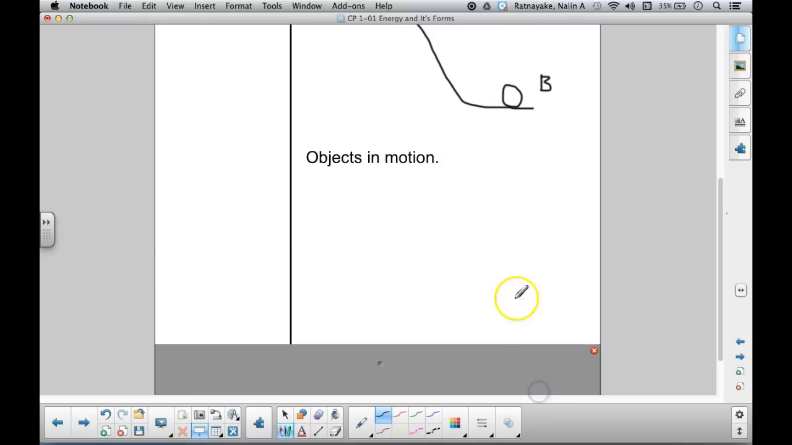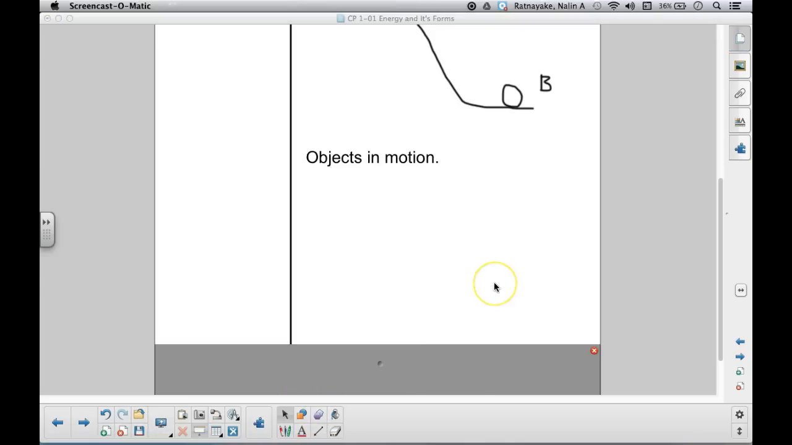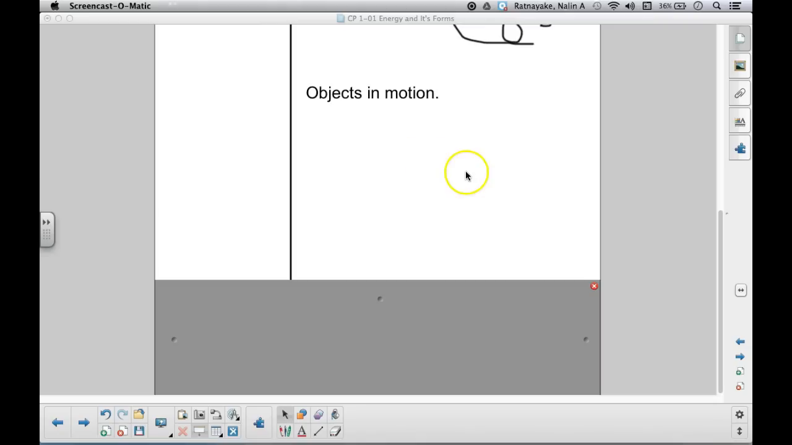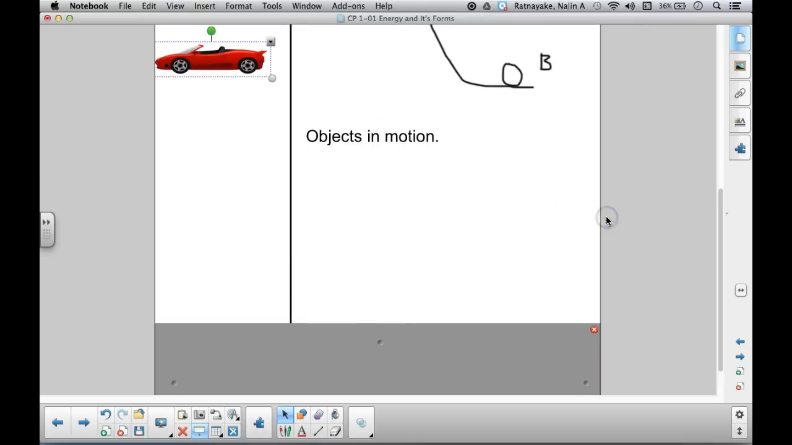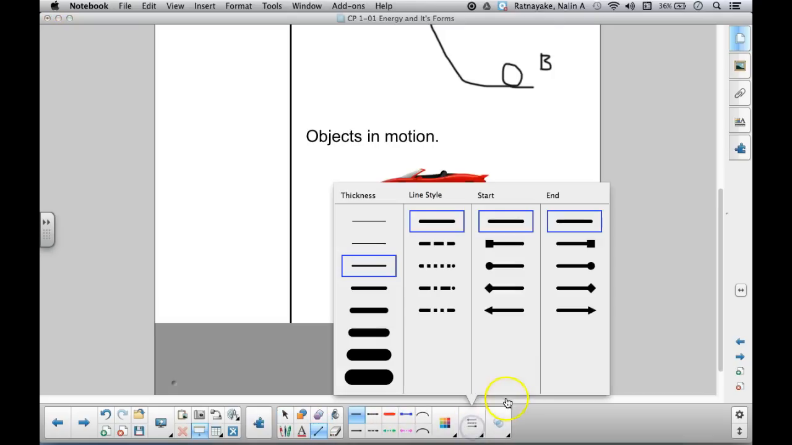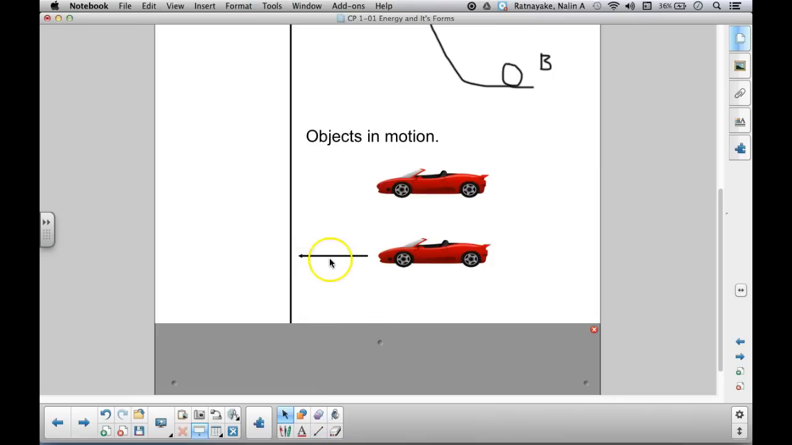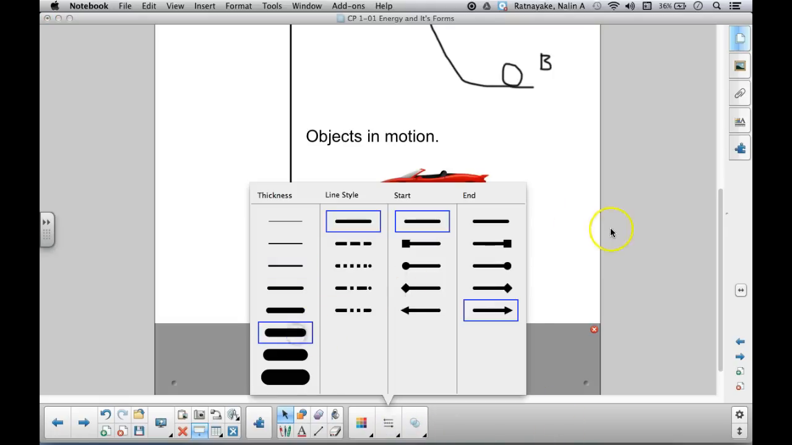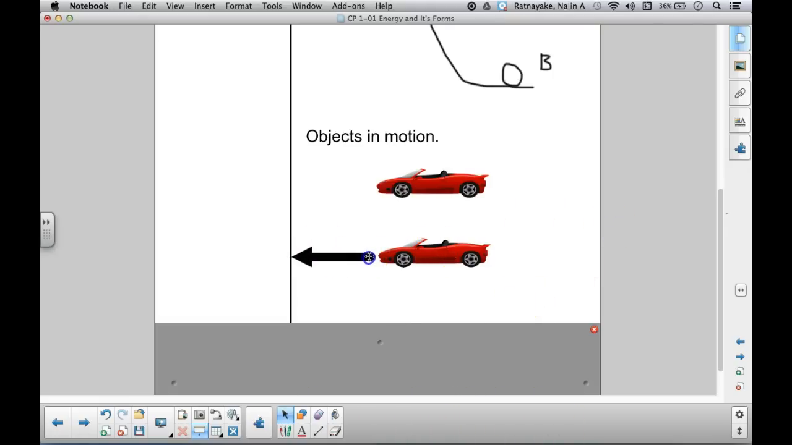Another example of energy might be objects in motion. Objects in motion can cause change as well. So let's say that I have a car and it's standing still, it's not moving at all, and then I also have another car, and this particular car is moving very quickly. And I'll just put an arrow here to say that it's moving. So which one of these cars is going to have more energy? I've got a big arrow here. And I'm going to say that the car with more energy, from this perspective, is the car that's moving.